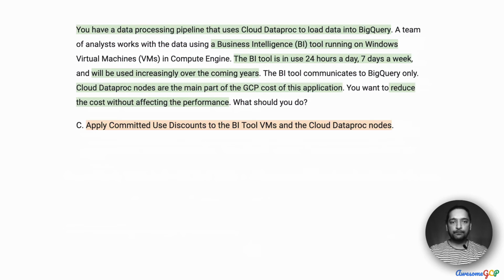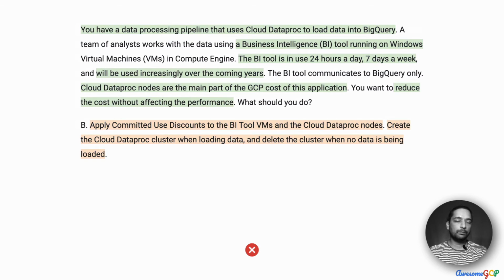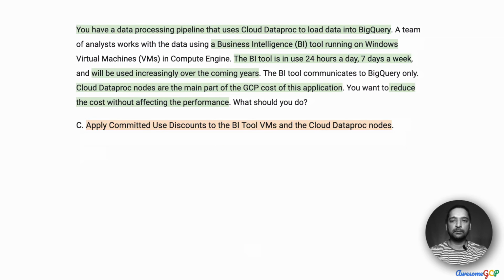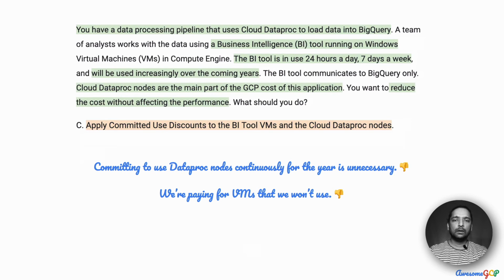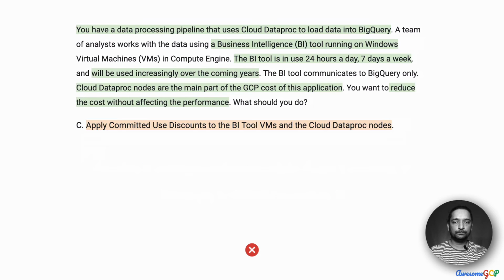Option C suggests apply committed use discounts to the BI tool VMs and the Cloud Dataproc nodes. Now this is pretty much the same as the previous option. It is just not giving the extra option of bringing up the machine and taking it down. But the same thing applies, that in committing to use all these machines, you're going to be billed for it, and we'll be paying for VMs that we are not going to use, and that's wasteful. So option C is out too.